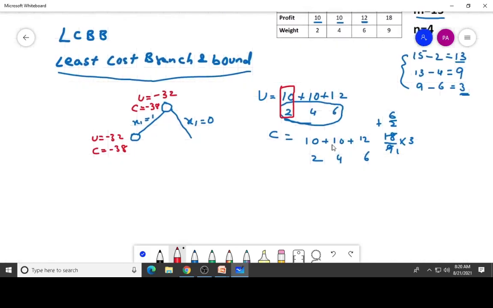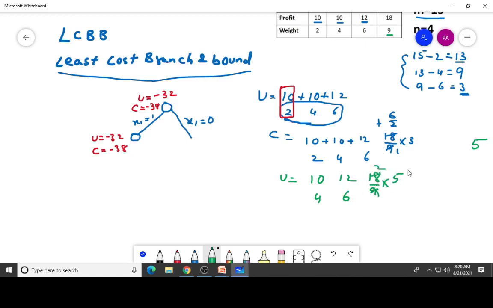We need to do the same. U is equals to, we no need to add the first item. Now we are removing the first item. So I am going to add from the second: 10, 4, then 12, 6, 10. But here I cannot add. What is the remaining? 4 plus 6 is 10. So what is the remaining? Remaining is 5. But here we have the 9, so we cannot add. So the same thing, 18 by 9 multiply by 5.